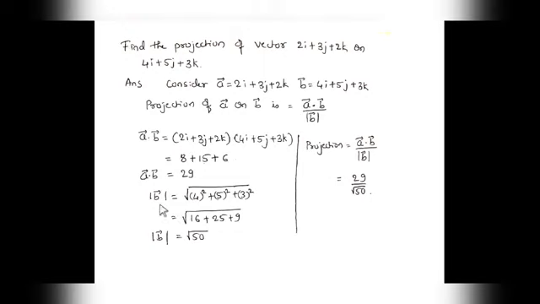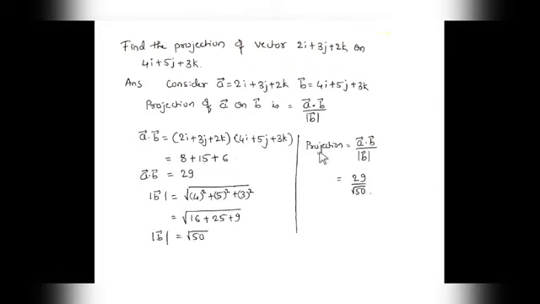Magnitude of vector B, we have to find out the magnitude of vector B here. So magnitude of vector B will be square root of 4 square plus 5 square plus 3 square, that is under root 4 square is 16 plus 5 square is 25, 3 square is 9. If I add all these three quantities I'll get root 50 as the magnitude of vector B.